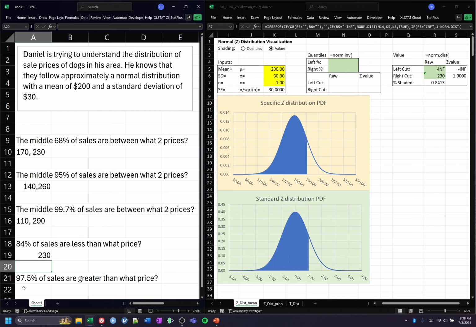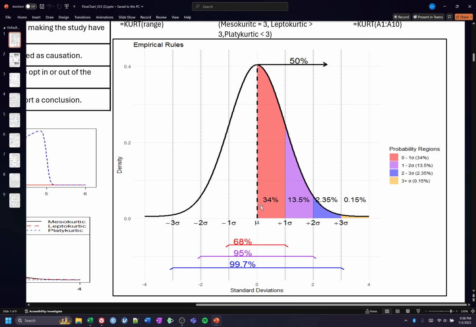Next, it says 97.5% of sales are greater than what price? So we're looking at this from some cutoff point, shading to the right, is going to get us 97.5%. Let's go back here. We know that we can get to 97.5 if we were already at 84% by adding in one standard deviation, and then if we add in one more, we would get to 97.5. But the problem is this is going the wrong direction. This would be 97.5% less than this point. We want to go the other direction.